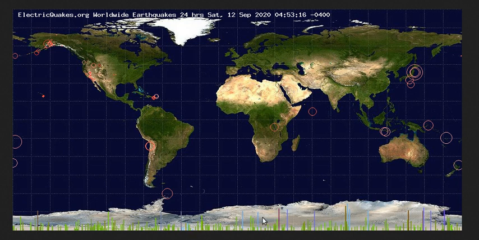Or did it cause a lot of reaction of different quakes in many areas of the Earth, which would show up as multicolored lines? So that's a real innovation in an earthquake graphic that Electric Quakes produces that no other site that I have seen produces.